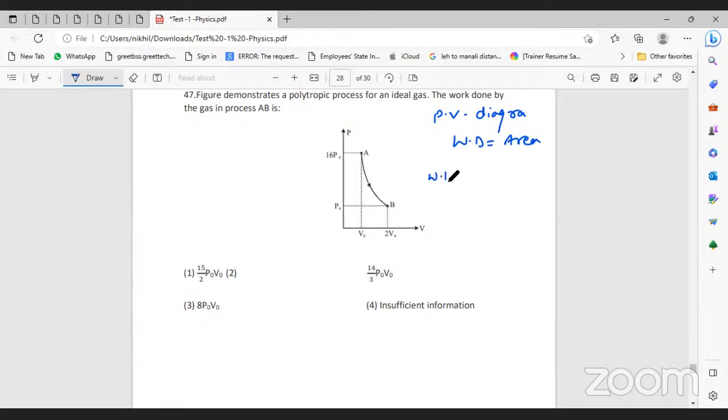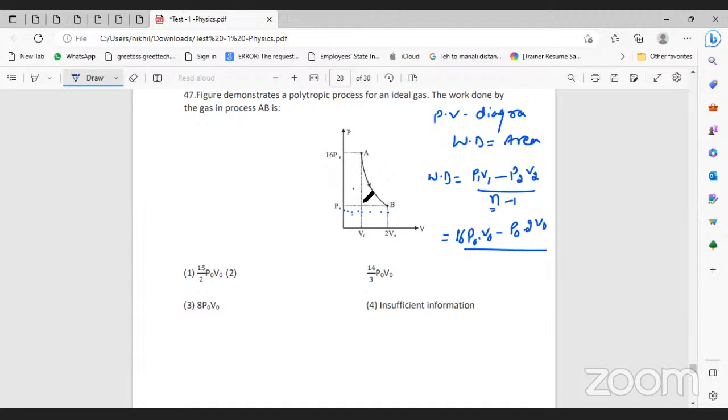So approximately the work done is nothing but final pressure into volume, that is P1 V1 minus initial one, that is P2 V2, divided by the cycles. How many stripes? Let it be n stripes, so let it be n minus 1. So what is P1 V1? It is 16 P0 into V1 for that particular case is V0. Second pressure is P0. Second volume is 2 V0 divided by n minus 1.